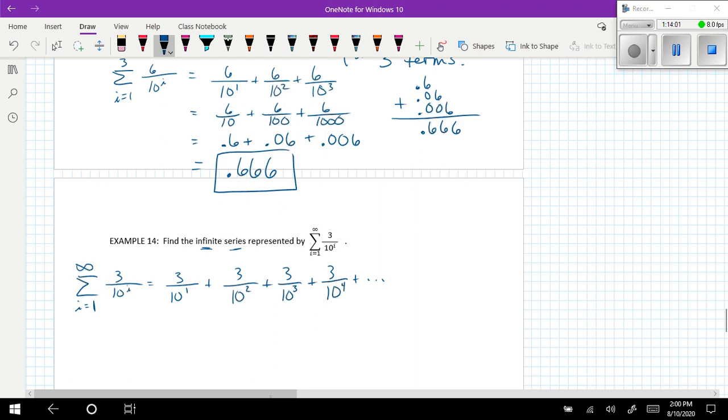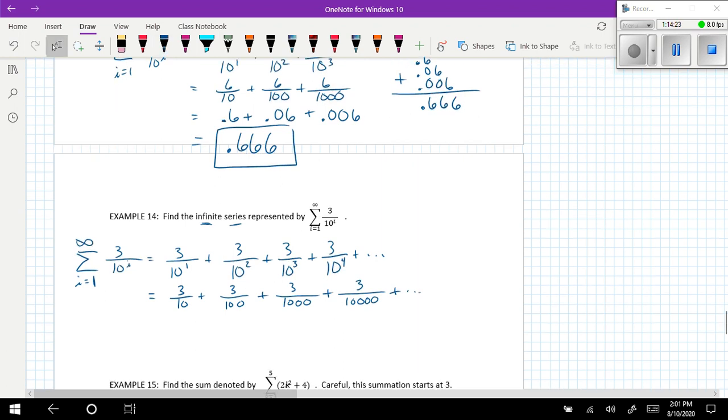So let's see what that gives us. 3 over 10 plus 3 over 100. This looks familiar. 3 over 1,000. And then 10 to the fourth, what would that be? 10,000. And I'm once again going to change these to decimals. This gives me 0.3 plus 0.03 plus 0.003. This is my tenths, my hundredths, and my thousandths. And now 10,000.